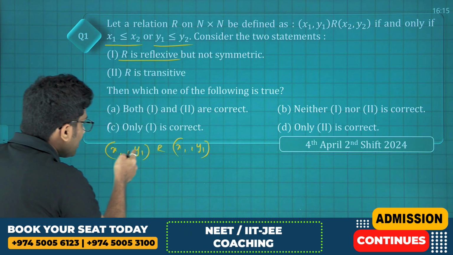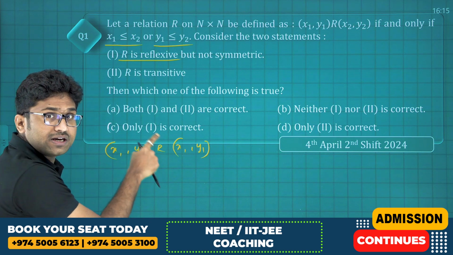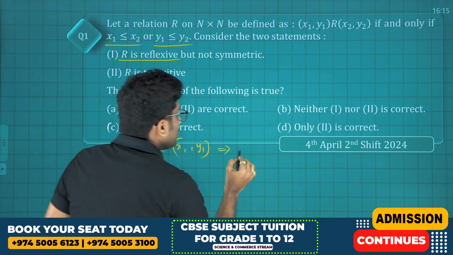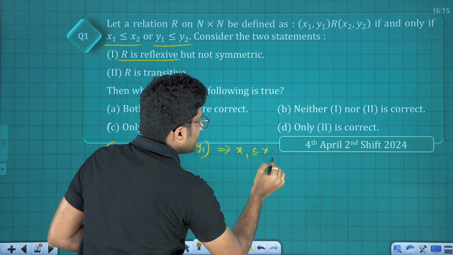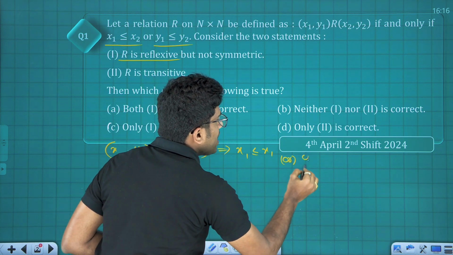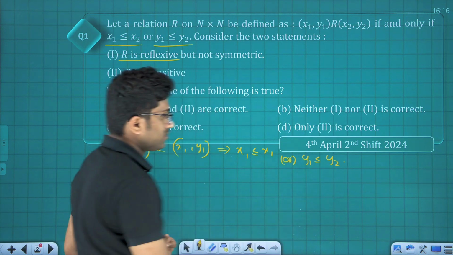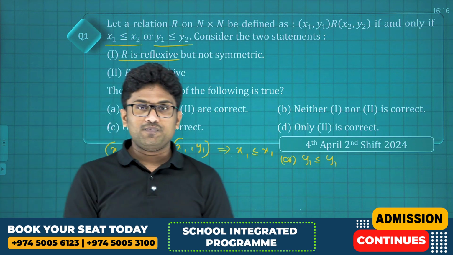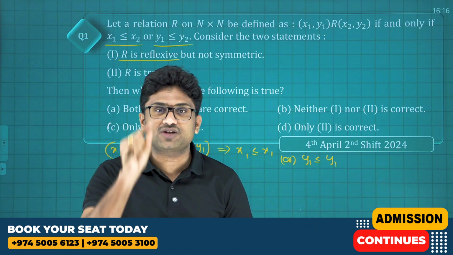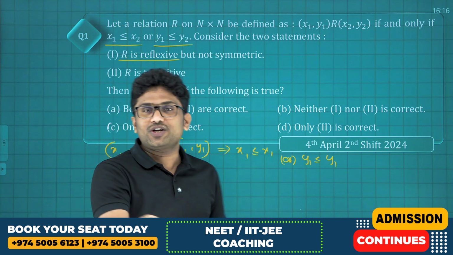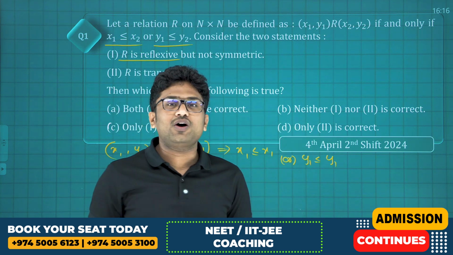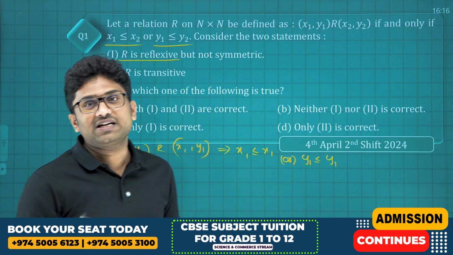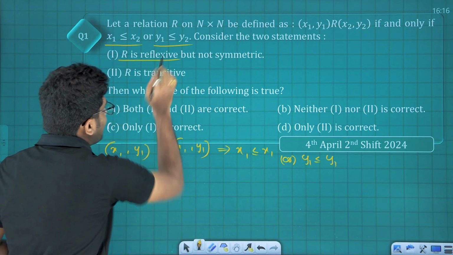So if (x1, y1) is related to (x1, y1), what does it mean? It implies x1 is less than or equal to x1 or y1 is less than or equal to y1, which is always true. For any natural numbers x1, y1, x1 is always less than or equal to x1 or y1 is always less than or equal to y1, which means it is true for every pair of natural numbers. So clearly it is reflexive.